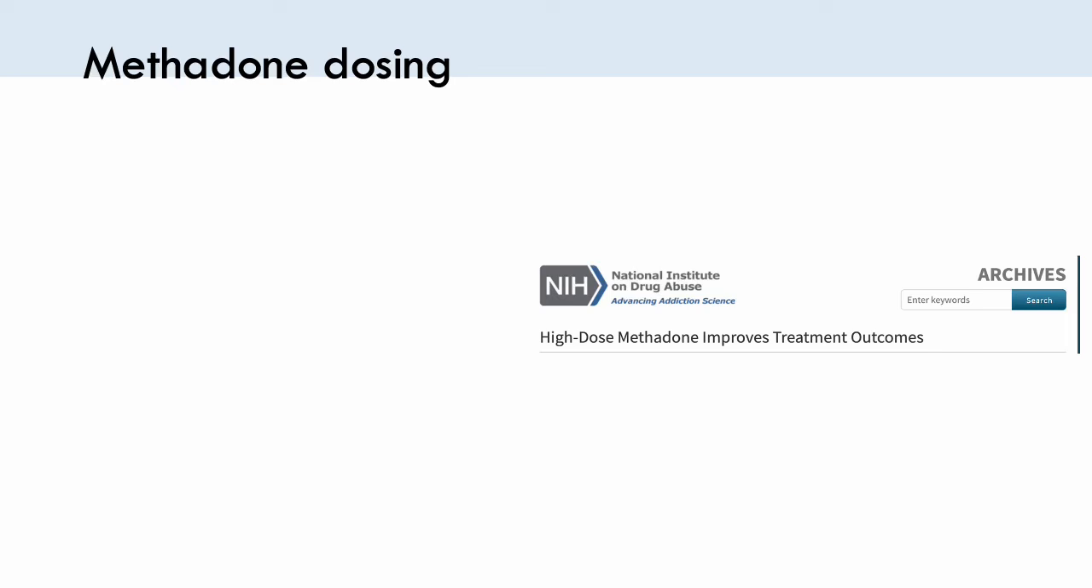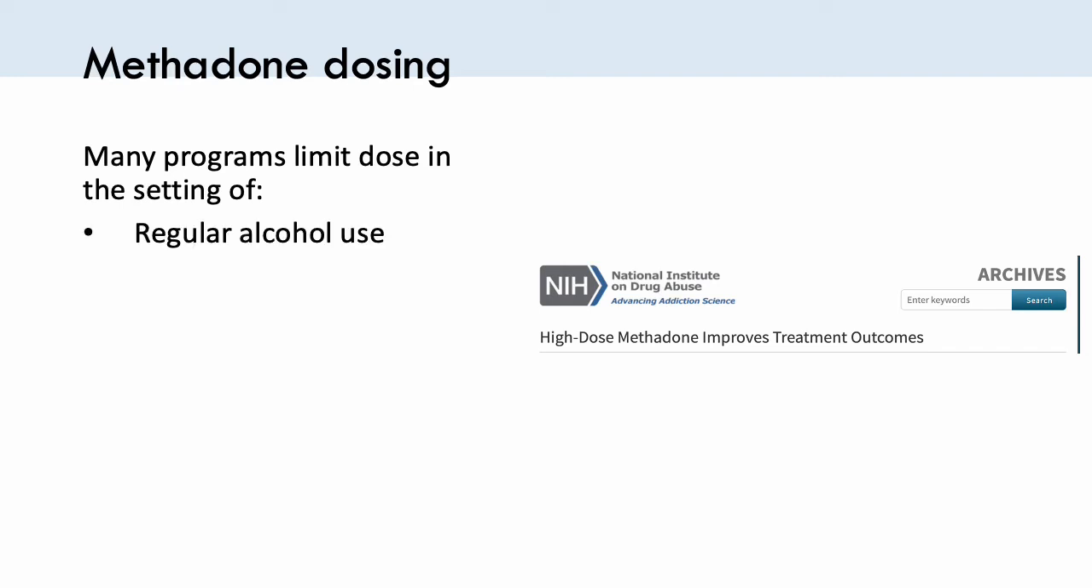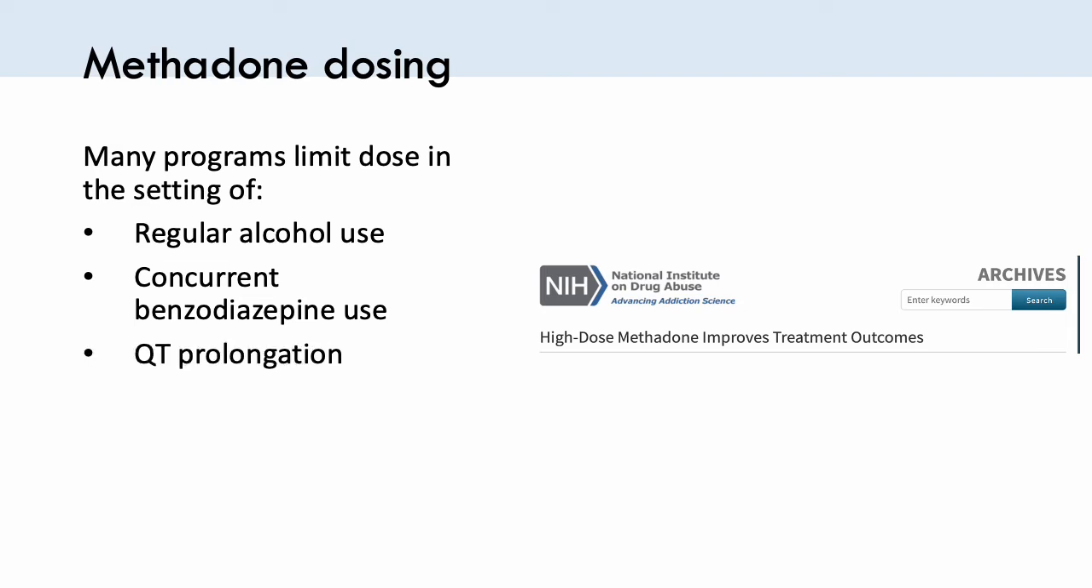However, many opioid treatment programs will limit the maximum dose of methadone in someone with risk factors for harm, like ongoing concurrent alcohol or benzodiazepine use, or prolonged QT. So in this case, with the QT already above 500 at 40 milligrams of methadone a day, I am very concerned that she won't be able to get to an effective dose of methadone without high cardiac risk. Even with discontinuing the other QT prolonging meds, it's unlikely she'll be able to get to those effective doses.